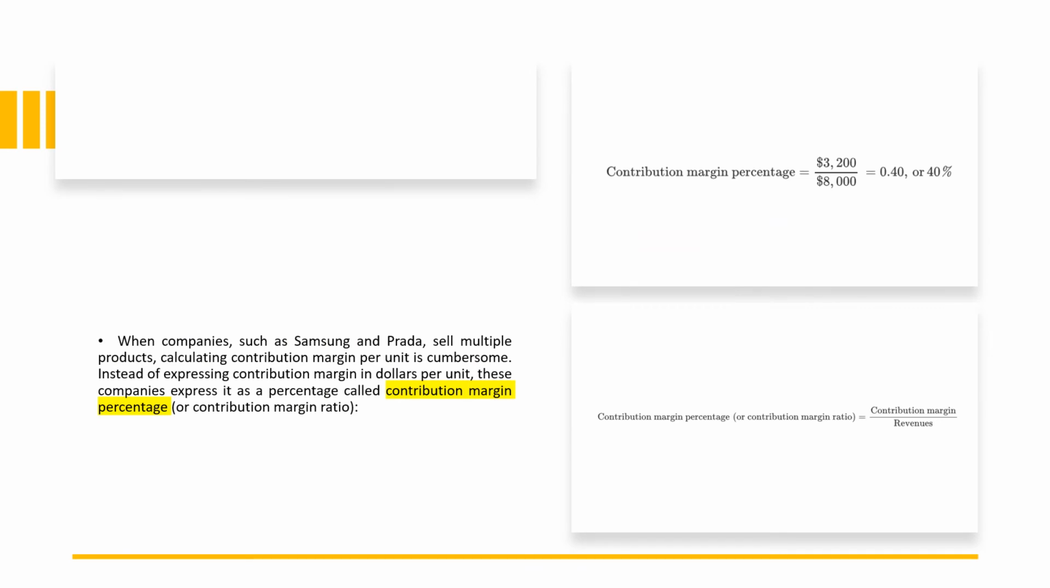When a company such as Samsung or Prada sells multiple products, calculating contribution margin per unit is cumbersome. So instead, they express their contribution margin, rather than in dollars per unit, in percentages. So that's the contribution margin percentage. In this case, $3,200 divided by $8,000 gives us 40%. That is our contribution margin divided by revenue, and that's how large corporations use that formula.